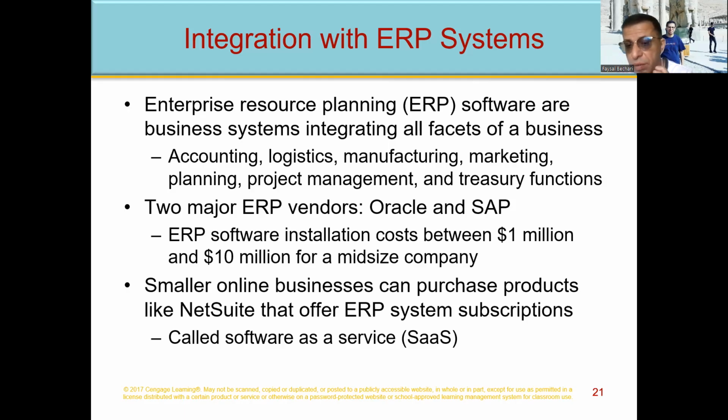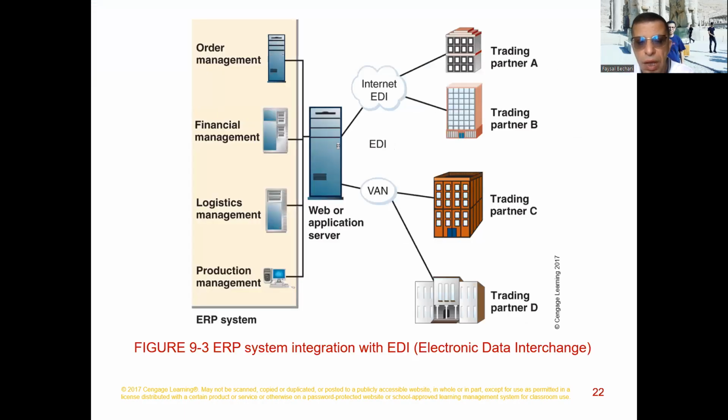There are smaller online ERP products like NetSuite that offer ERP system subscriptions, or you can use Excel if it's too small, which is called software as a service. We'll talk about the difference between Oracle and NetSuite, which is Oracle NetSuite, owned by Oracle. And this is how the ERP system integrates with electronic data interchange. We can look at that.